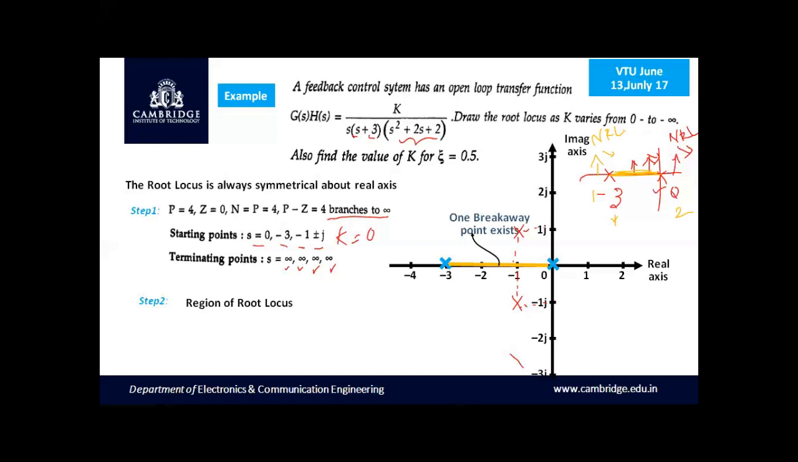Let us predict the breakaway point. We know the procedure to predict the breakaway point. If we have any two adjacently placed poles, yes, we have two adjacently placed poles, and if it is in the region of root locus, yes, it is in the region of root locus. Hence, there exists a minimum of one breakaway point. So the breakaway point exists between 0 and minus 3 using the prediction. And in the coming steps, let us see at which point it is located exactly.